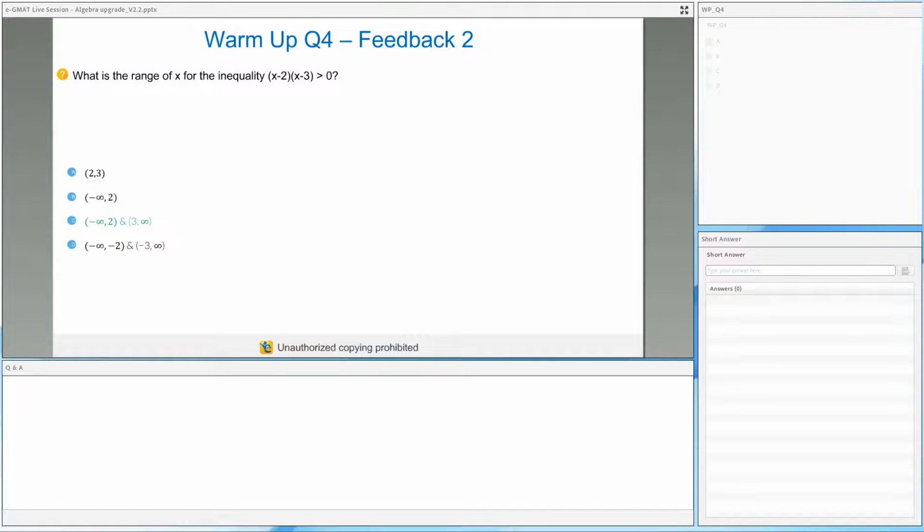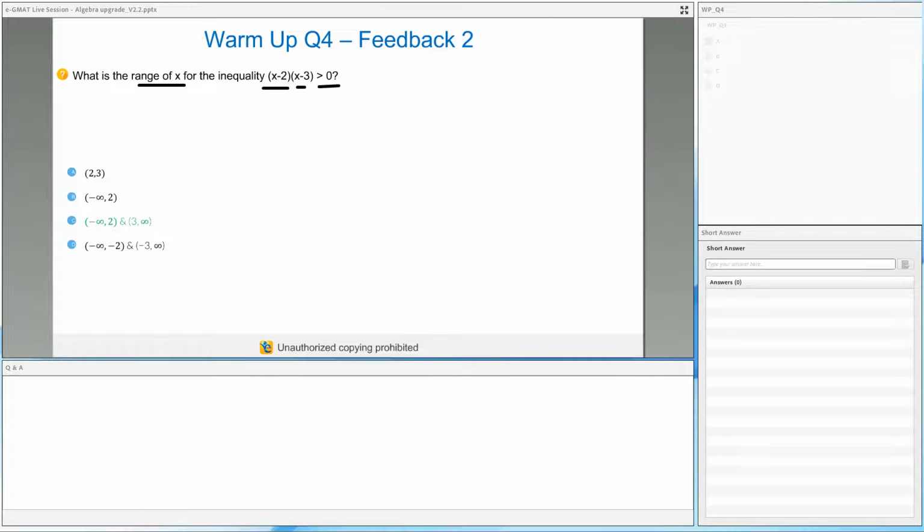Okay, ideally you should know these if you have gone through the concept files, but I'm going to discuss it as elaborately as possible. Now in this case, I need to find out the range of x, and I've been given this inequality. This is a product of two terms, x minus 2 and x minus 3, and I've been given that the product is greater than 0. Now tell me, when I multiply two terms and I get the result, when I say greater than 0, that means the product is positive, right?